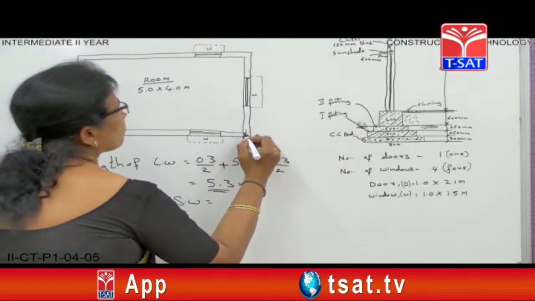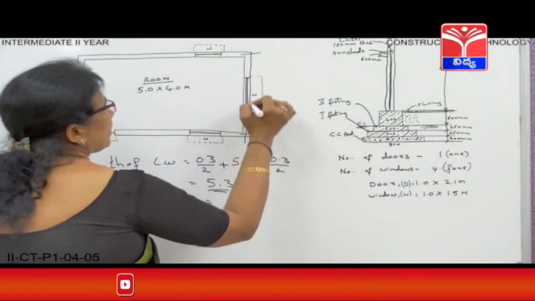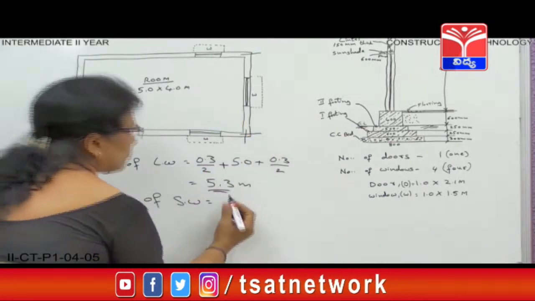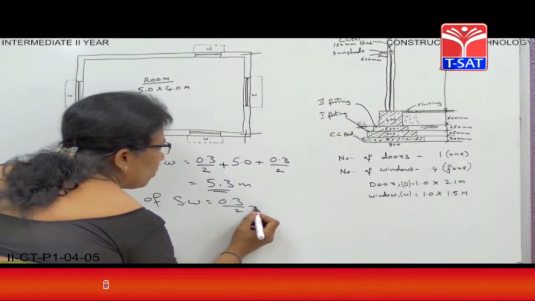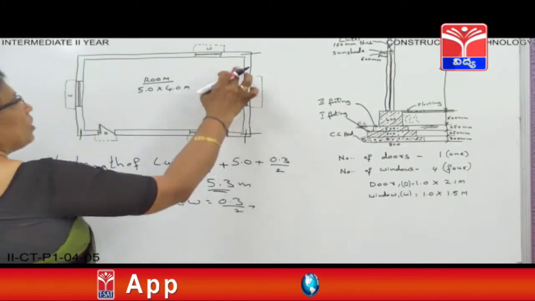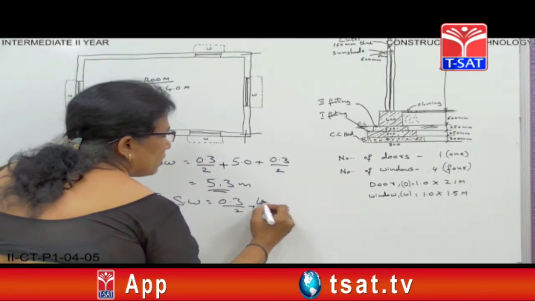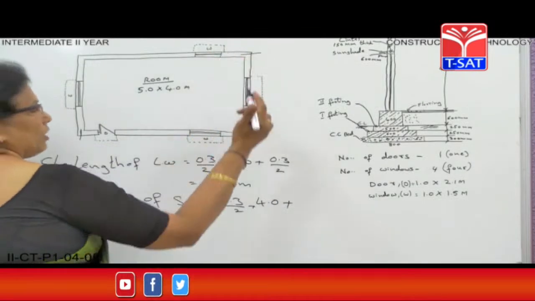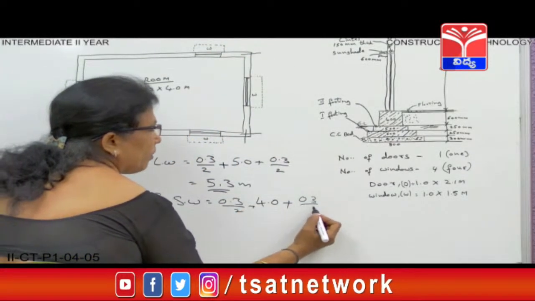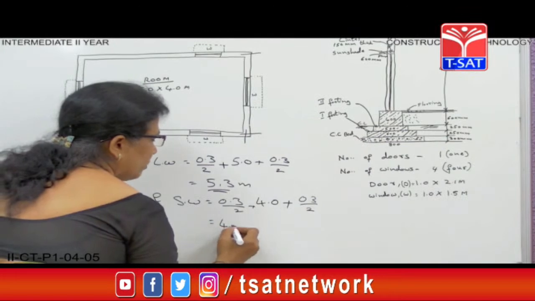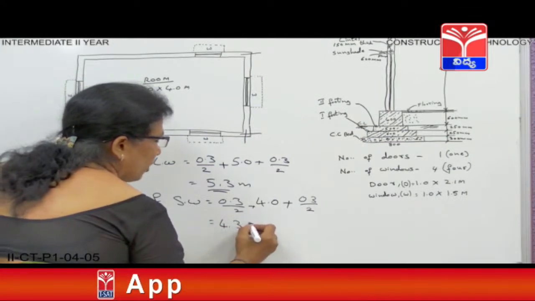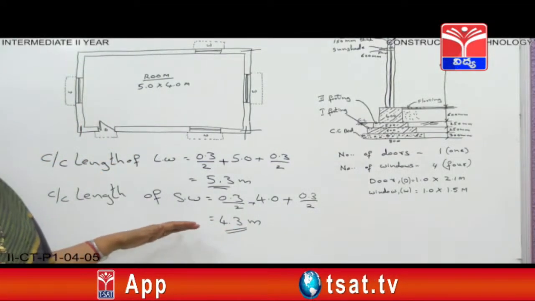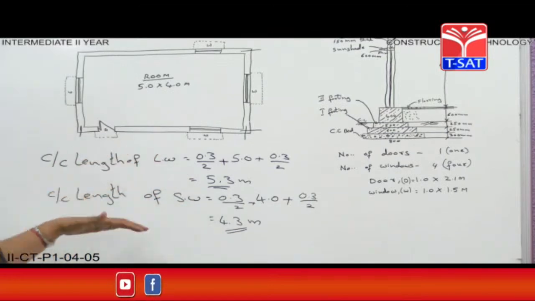Now again, the center to center length of the short wall. This is the short wall. So from here to here we have to take the center to center length of the wall. So this is half the width of this wall, 0.3 by 2, plus from here to here the wall is 4 meters, that is 4.0 meters, plus half the width of this wall, 0.3 by 2. So total it is coming to 4.3 meters. This is the same as we did in the long wall and short wall method.